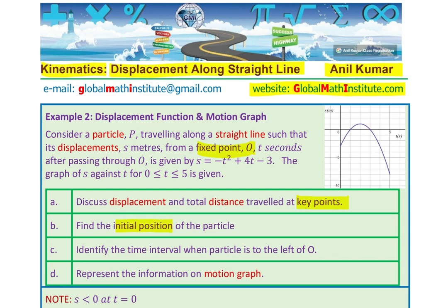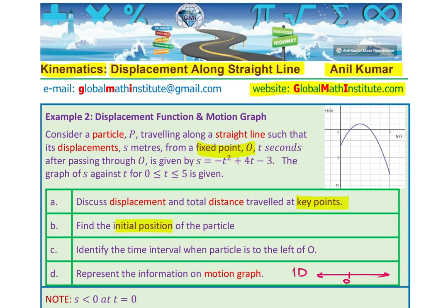D. Represent the information on a motion graph, a straight line. So this is a 2D representation when we draw a parabola; a motion graph is also called 1D representation, one dimension, like on a number line. We will represent with reference to the point O. Now that is a question for you.